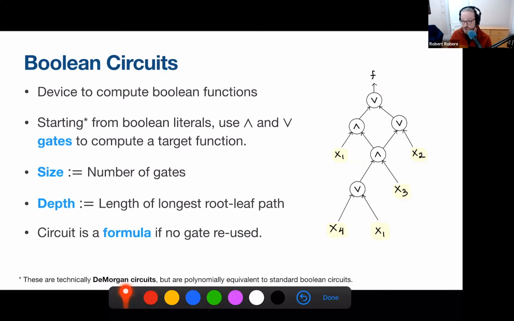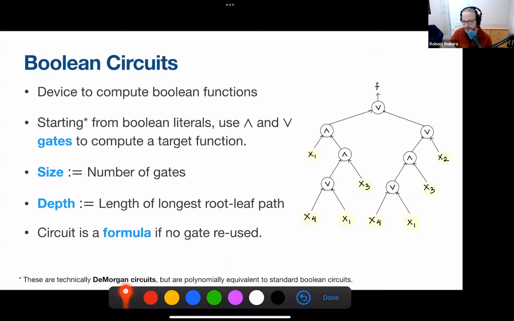And just like in proof complexity, the analog of a tree-like circuit is a formula, which is just that if any gate is never reused, then it's a formula. So over here, we have a Boolean circuit that's computing some function. I don't know, I just drew something random. And we can see that it's a DAG here because this gate is being used twice. And so if we wanted to make it a formula, we would just, again, duplicate this subcircuit.